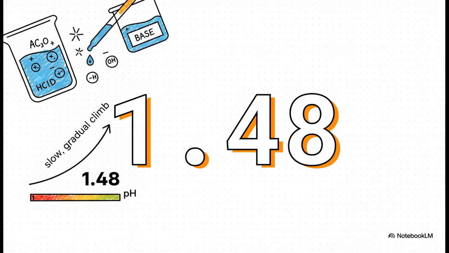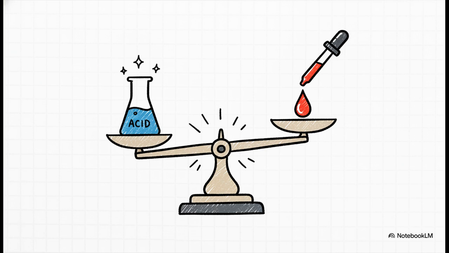Okay, now we start adding our strong base. The base starts to neutralize the acid, so the pH begins to creep up. But look at how slowly it's moving. It's a really gradual climb. We've only gone from a pH of 1 up to 1.48, even though we've already added half the base we're going to need. And here it is, the climax of our story, the equivalence point.